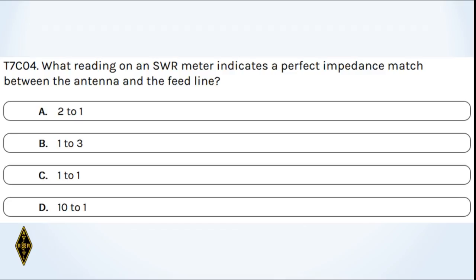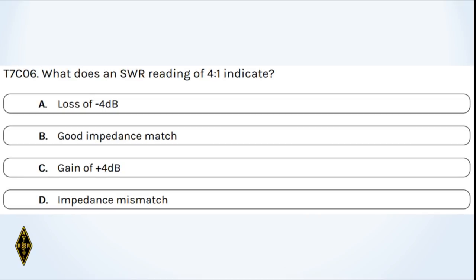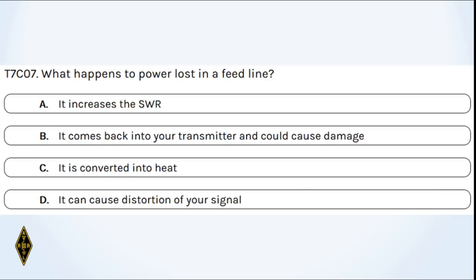So what reading on an SWR meter indicates a perfect match? 1-to-1. And why do most solid-state transmitters reduce output power as SWR increases? To protect those output transistors. Otherwise, they'll overheat and burn up. And what does an SWR reading of 4-to-1 indicate in general terms? Bad is a good answer. Okay, out of these selections, though, it's an impedance mismatch, a really bad impedance mismatch. And what happens to power lost in a feed line? It's converted to heat.